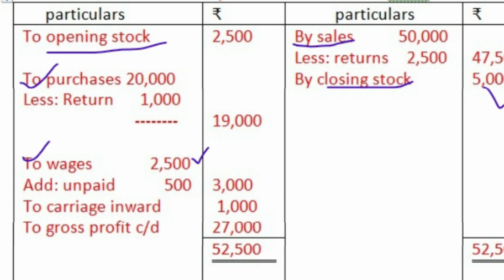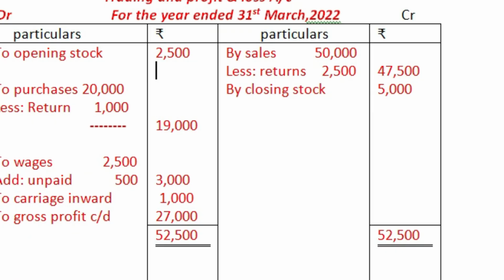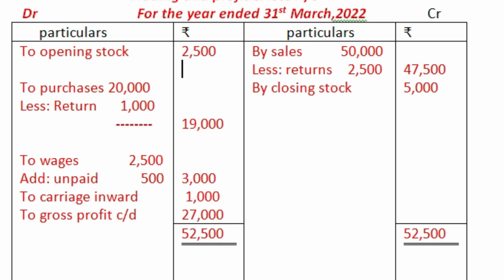Wages 2,500 is given, and 500 is still unpaid according to the adjustment. This 500 is the unpaid wages amount. Similarly, these are the items of the profit and loss account. When salary and wages are adjusted, they are added in the solution. See this one. In the solution, 2,500 plus 500 unpaid gives a total of 3,000.